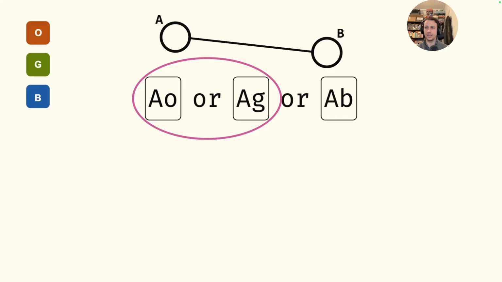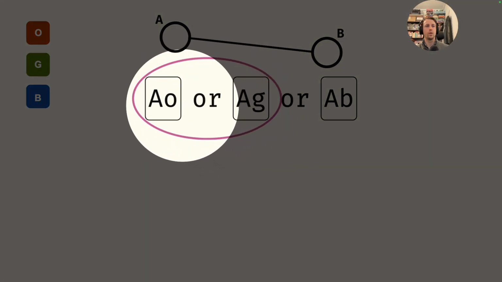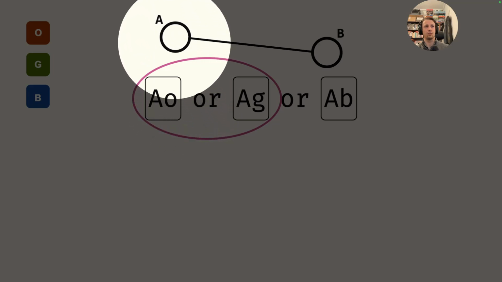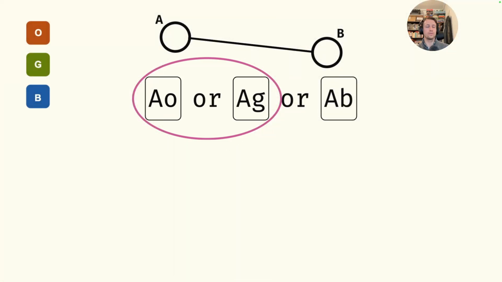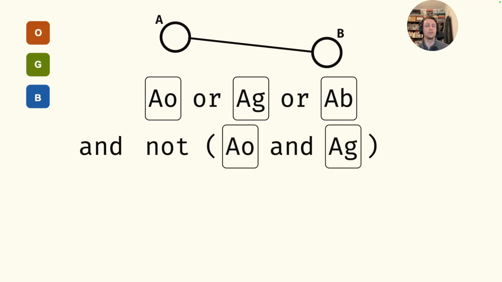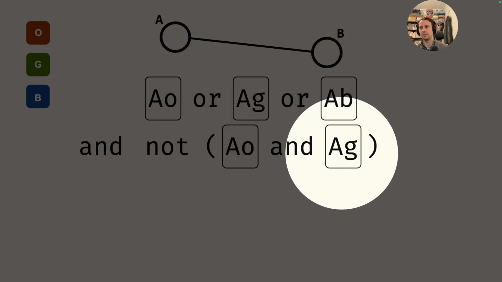So the problem with the slide we were on was that I had two variables that were true, which kind of implies that a single vertex has two colors. I don't want that. So what I can say is, I want AO or AG, but I do not want both at the same time. AO or AG or AB. So A is orange or green or blue, and also not orange and green at the same time.